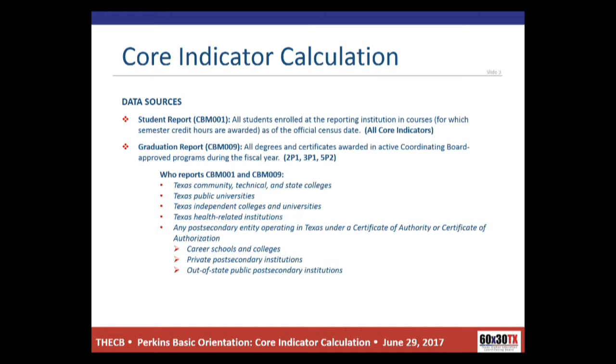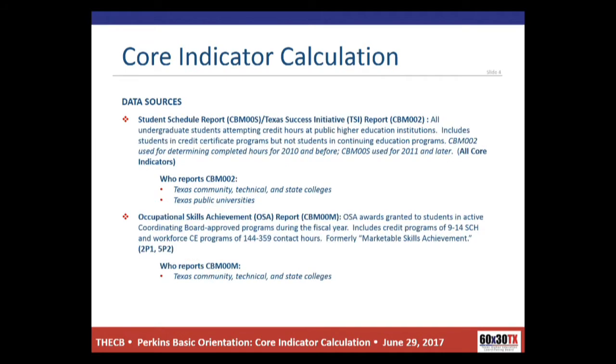Now, I'm going to tell you, too, that this is the first component of those three components. You need to know that we access a broad swath of data that institutions cannot access. Okay? All right. Let's go on to look at other reports. There's the student schedule report. There's the occupational skills achievement report, used to be the marketable skills achievement report. All CTCs and state colleges report these, and in the case of the student schedule report, public universities report it too.